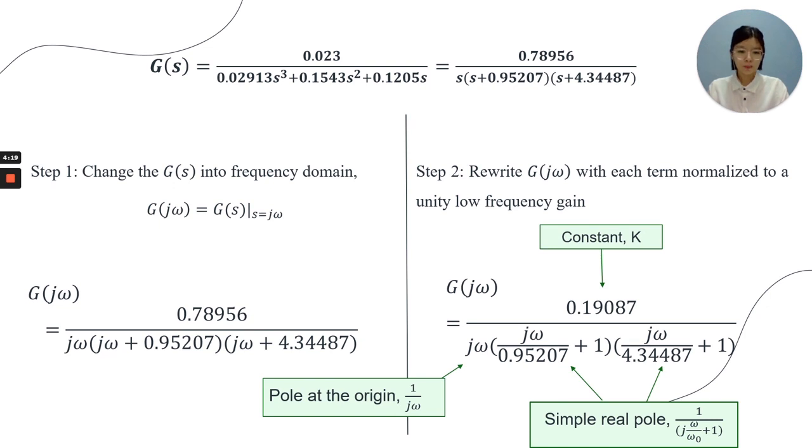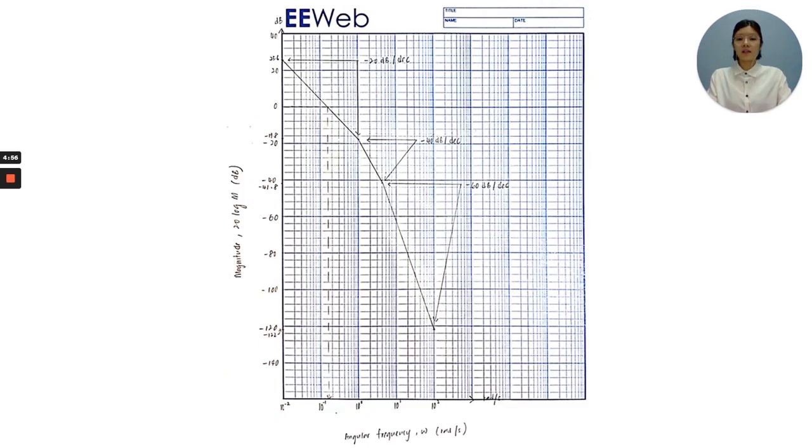And also, the transfer function has 2 break frequencies. One is 0.95207 radian per second, another one is 4.3447 radian per second. In order to sketch the magnitude and phase plots using semi-log paper, we approximate the break frequencies to 1 radian per second and 4 radian per second. This is the hand-sketched magnitude plot for the transfer function G(s) using semi-log paper.